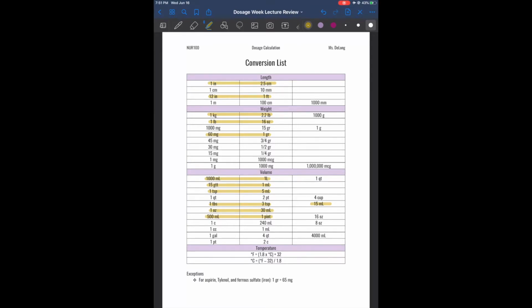500 milliliters in a pint, 240 milliliters in a cup. 1 cc is 1 milliliter. A cc and a milliliter are exactly the same. And then, of course, your temperature conversions.